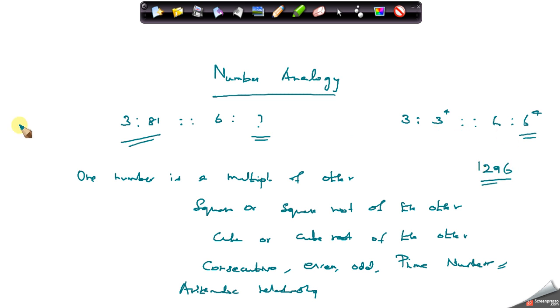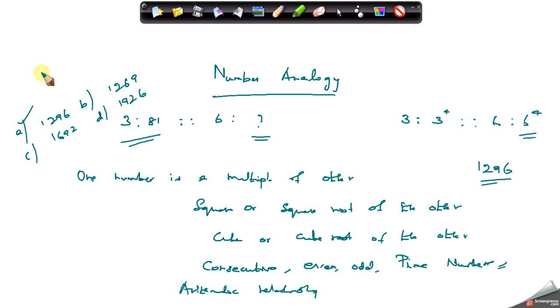The given options are: choice A is 1296, choice B is 1269, choice C is 1692, and choice D is 1926. 1296, choice A, is the right answer in this case. This is an example of number analogy.